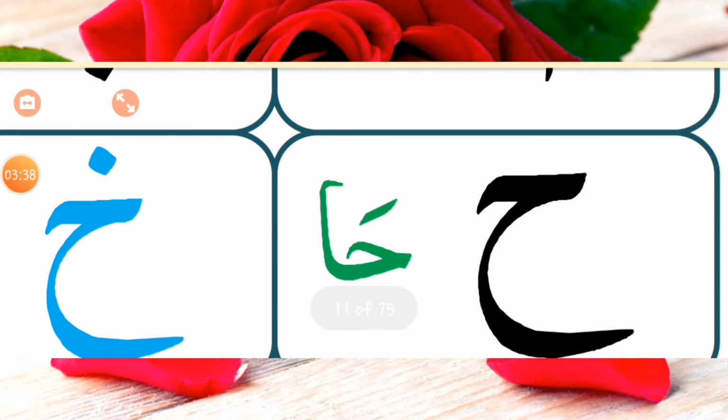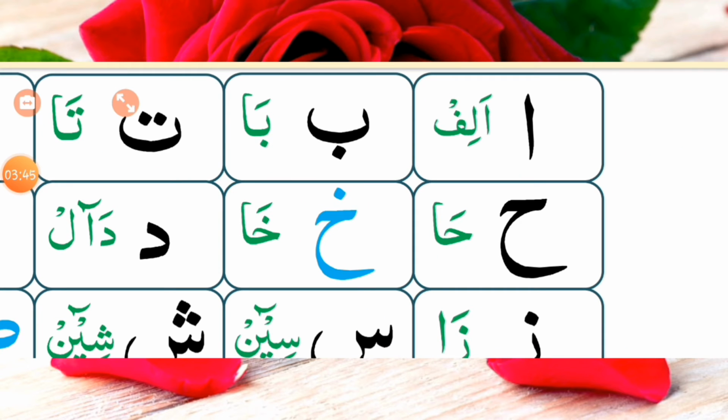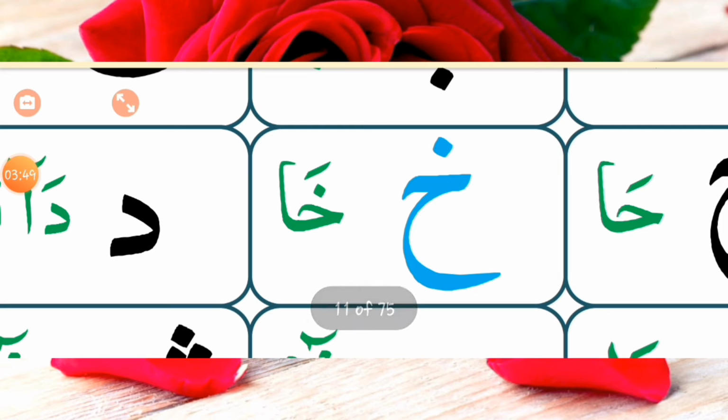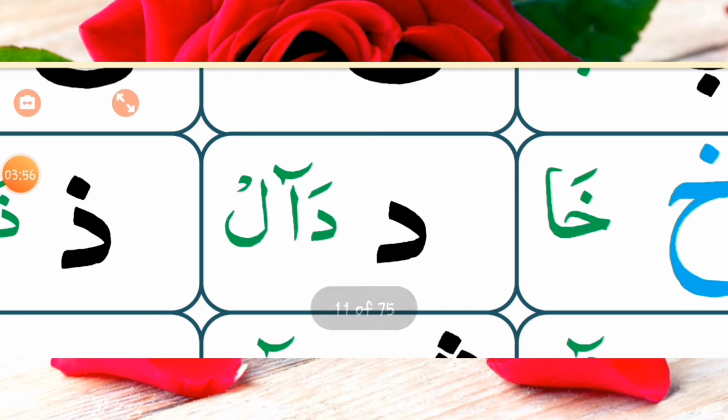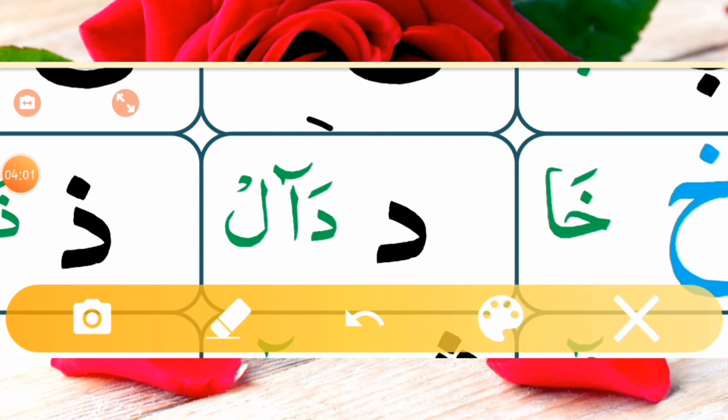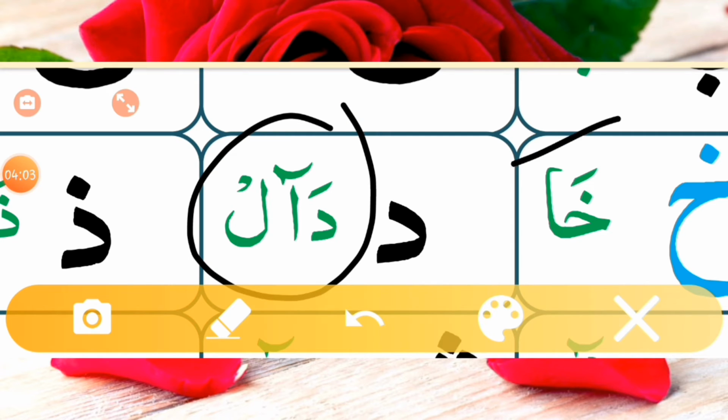The next letter is Ha. Ha is pronounced from the middle part of our throat. Okay. The next letter is Kha. Kha. We suppress up to 1 second. I told you that. The next letter is Dal, because it has mud on it, so we suppress it up to 5 seconds.